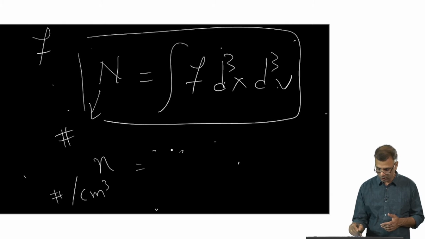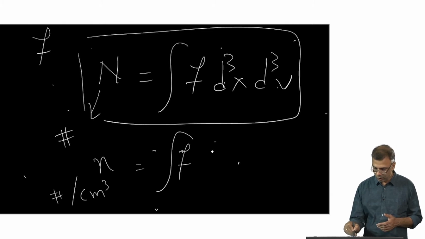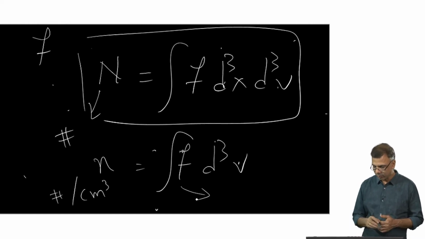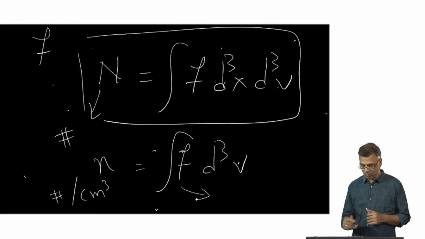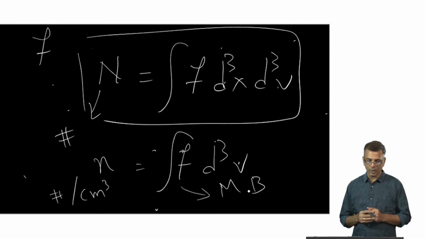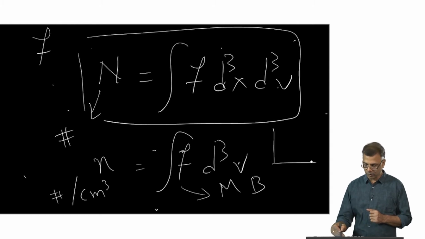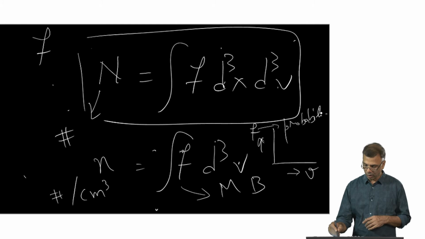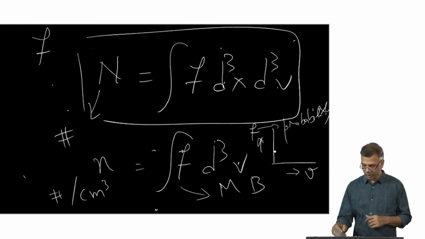What I do is I integrate f only over d cube v. One example of such a distribution function would be the Maxwell-Boltzmann distribution function, which you're quite familiar with. A distribution function for which the velocity would be on the x-axis and the distribution function would be on the y-axis.